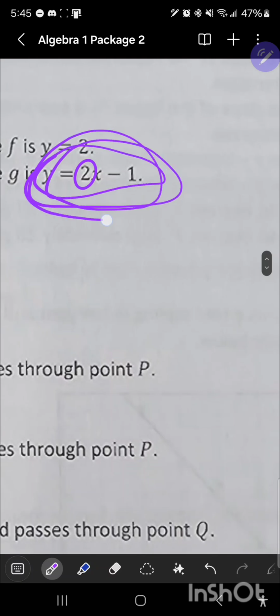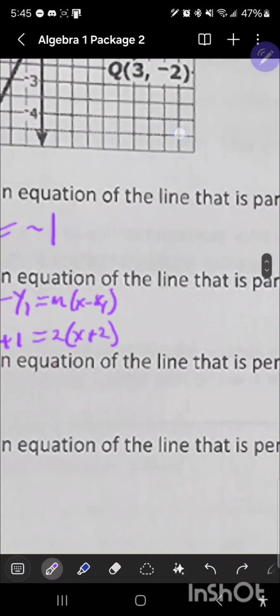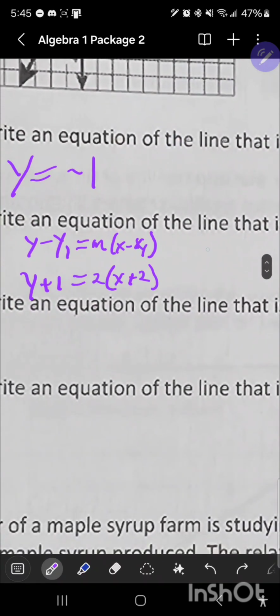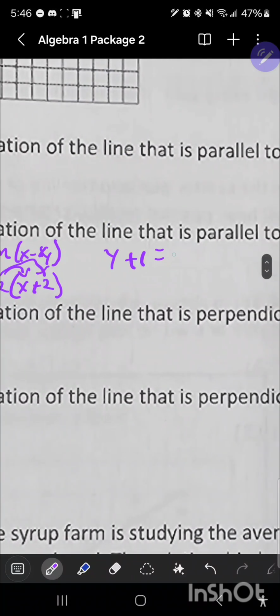Since they are giving us the equation in that form, I will just provide the answer that way. So I'm going to say, okay, y plus 1 equals, I'm going to multiply this and then this. So 2 times x is 2x, and 2 times 2 is 4, so plus 4.